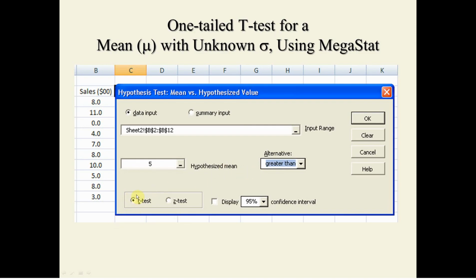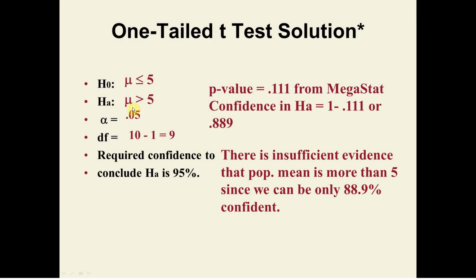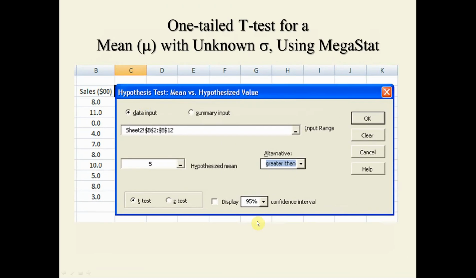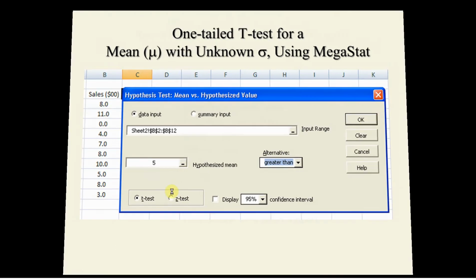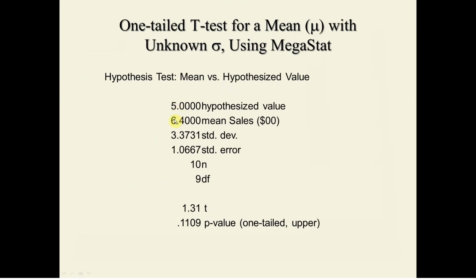Now we select the t-test because the standard deviation is also not known. If we did know the standard deviation, we'd select the z-test. 95% confidence because we're testing at the 0.05 level of significance, which corresponds to 1 minus that 95% confidence. Hit OK, and it'll give us our test results like this.